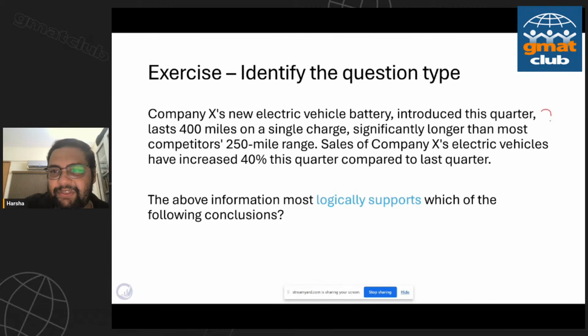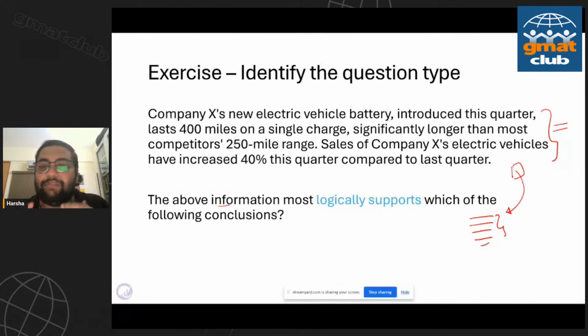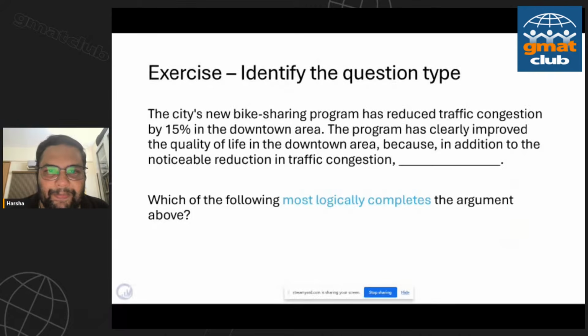Here, I've just given you a set of facts. These are two statements. I've given you no conclusion. This is not even an argument. And I'm asking you the question, the above information most logically supports which of the following conclusions? So my answer choices are conclusions that logically follow from the given information. This should strike you as an inference. So I hope we're building clarity on this. Let's do one more example before we move into the next question.